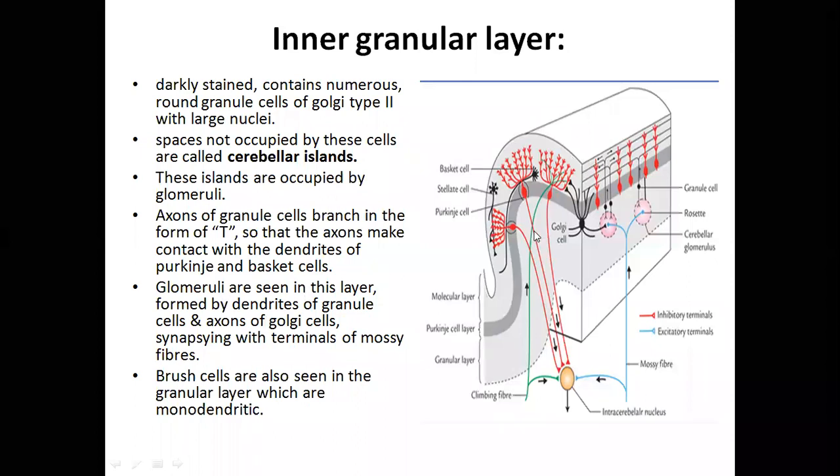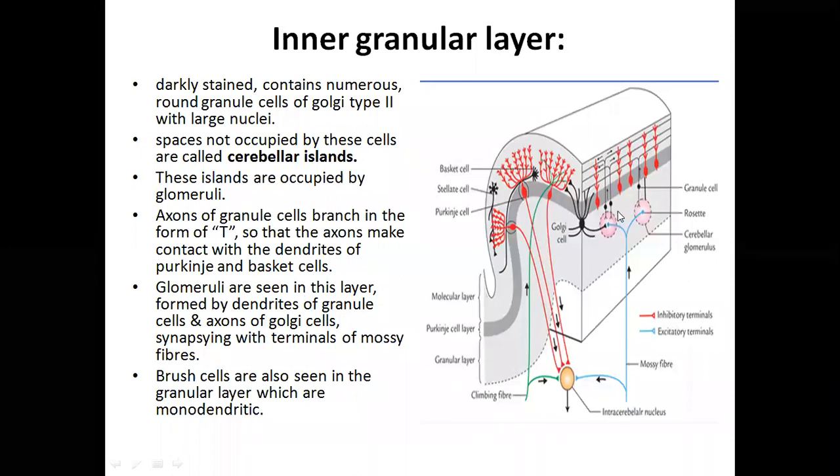Now you can see these are the glomeruli region which are seen in this layer. It is formed by dendrites of these granule cells and axons of Golgi cells, synapsing with the terminals of mossy fibers. These are the mossy fibers. Brush cells are also seen in the granular layer, which are monodendritic.